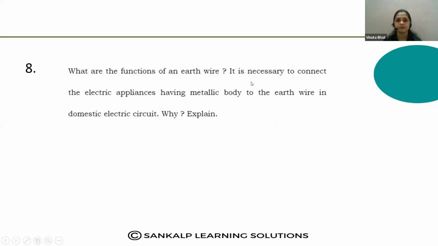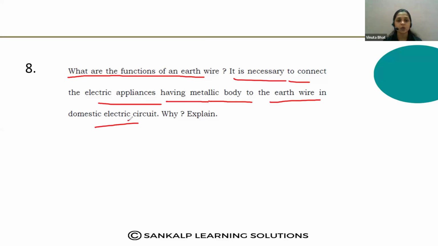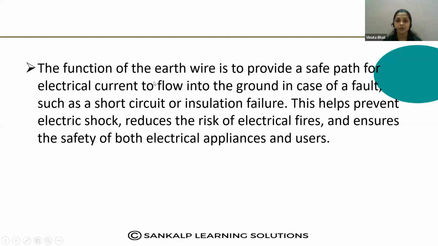Next question. What are the functions of the earth wire? It is necessary to connect electric appliances having a metallic body to the earth wire in a domestic electric circuit. Why? Explain. The function of the earth wire is to provide a safe path for the electric current to flow into the ground in case of a fault.